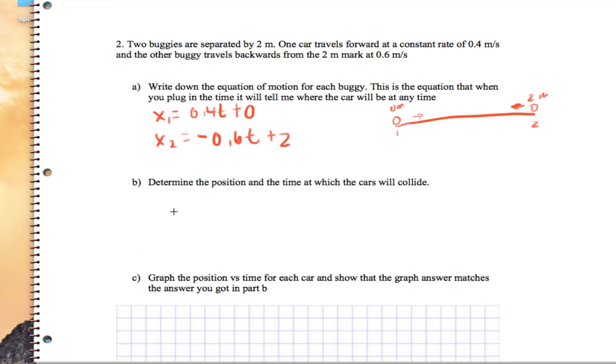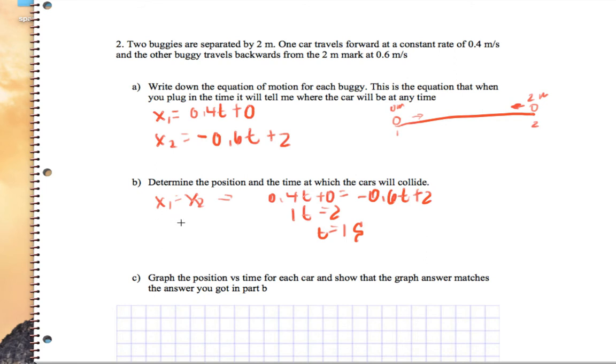So now let's determine the position and time the cars will collide. They're going to collide when they have the same position. So that'll be 0.4t plus 0 equals negative 0.6t plus 2. So we're going to end up actually getting that 1t equals 2, so they actually collide at 1 second.